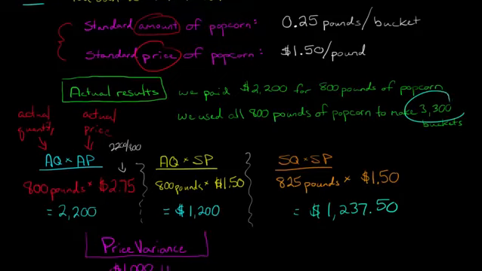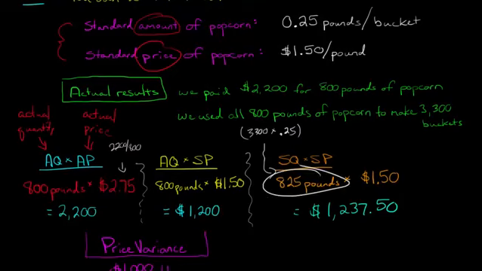So we take the actual amount of buckets and multiply it by the standard amount of popcorn that's supposed to go in each bucket right there. So this 825 we get just by taking 3,300 and multiplying that by 0.25. That is going to give us that 825 pounds. That's our standard quantity. By our standards, for as many buckets of popcorn as we made, this is how many pounds of popcorn it should have taken to do that, right?